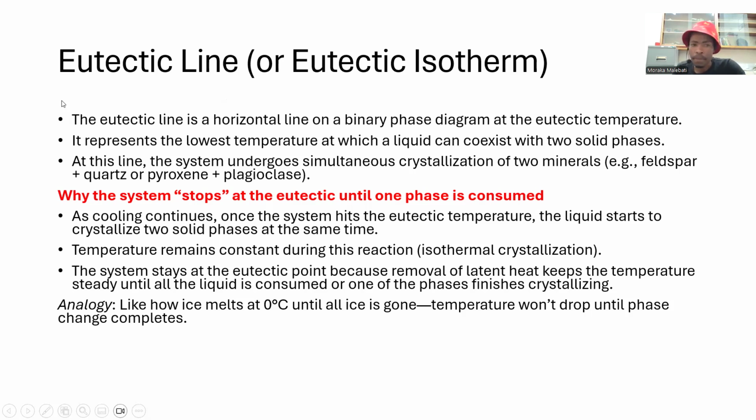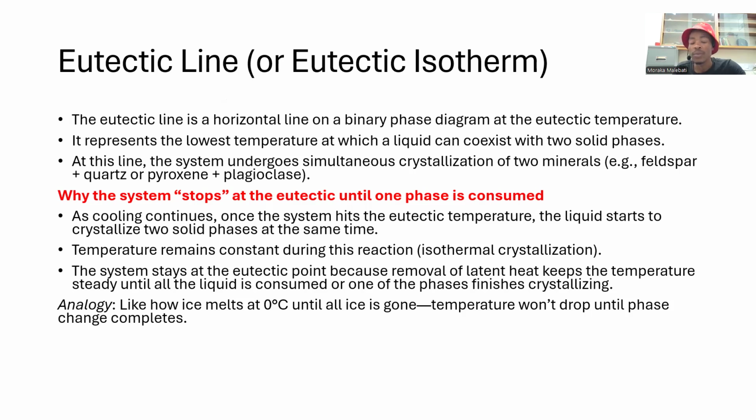The eutectic line is the horizontal line on a binary phase diagram at the eutectic temperature. We know the eutectic temperature is the lowest temperature at which a liquid can coexist with two solid phases. And we know that because now we've got three phases in there: liquid plus mineral A and mineral B. If we have three phases, our degrees of freedom is going to be 0. And if our degrees of freedom is 0, it means the system won't shift at that point.